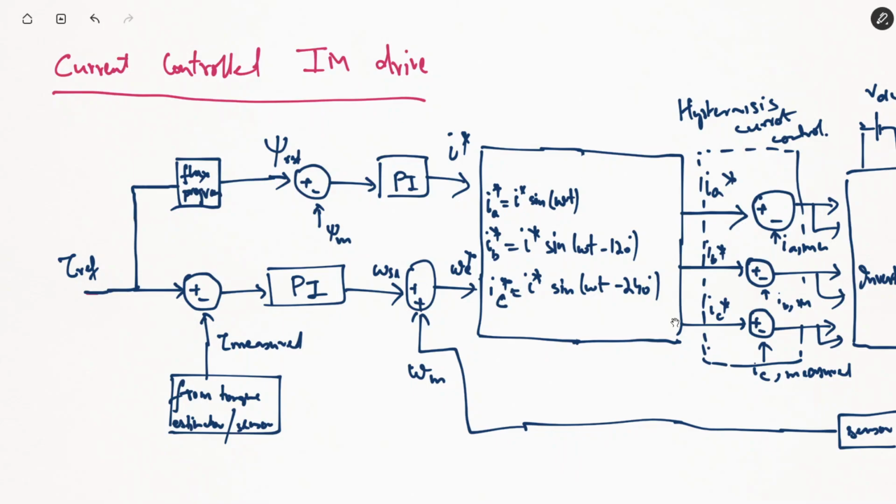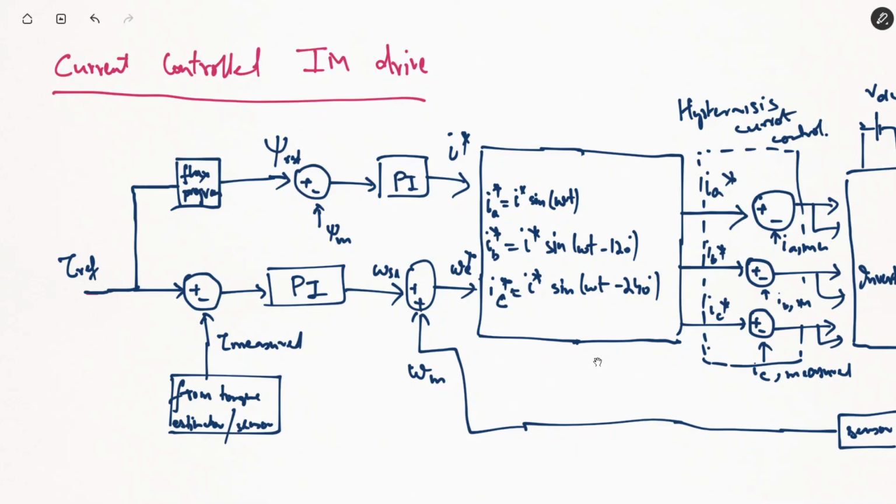Here the reference value of flux is derived from the reference value of torque. So using a programming or an optimization algorithm, we can feed the flux value that will be an optimum value of flux at which the efficiency of the system will be maximum.